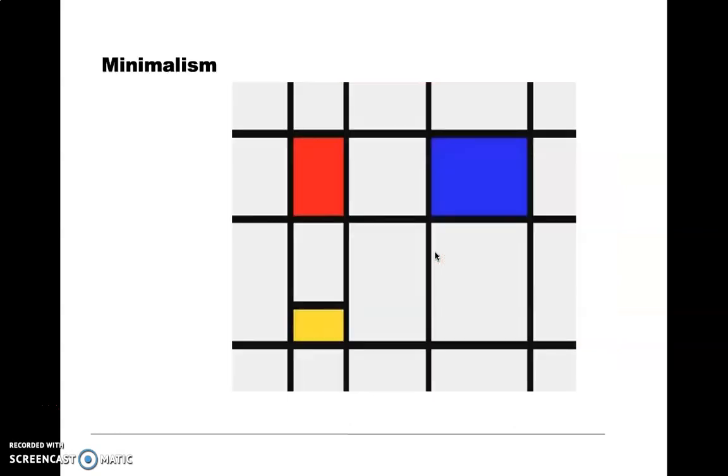Okay. Minimalism. Minimalism is about breaking things down to their purest elements. Many of you would have seen this work. I think it's on the Silverchair album. I don't know if anyone listens to music. But it is, yeah, breaking things down into pure, minimal shapes.